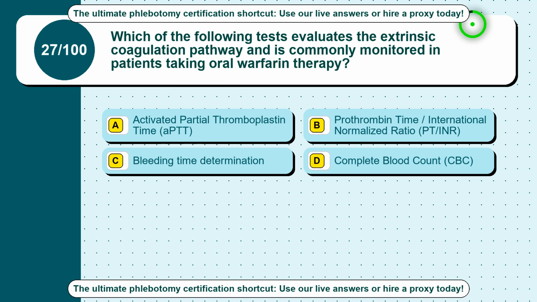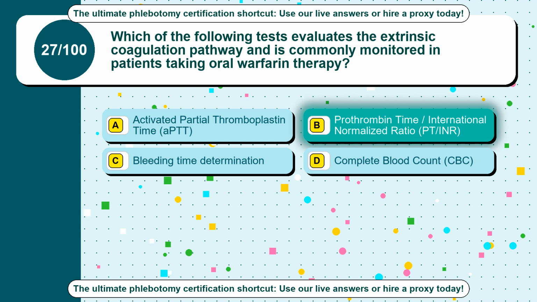Question 27. Which of the following tests evaluates the extrinsic coagulation pathway and is commonly monitored in patients taking oral warfarin therapy? Option A, activated partial thromboplastin time, APTT. Option B, prothrombin time / international normalized ratio, PT/INR. Option C, bleeding time determination. Option D, complete blood count, CBC. The correct answer is option B, prothrombin time / international normalized ratio, PT/INR.